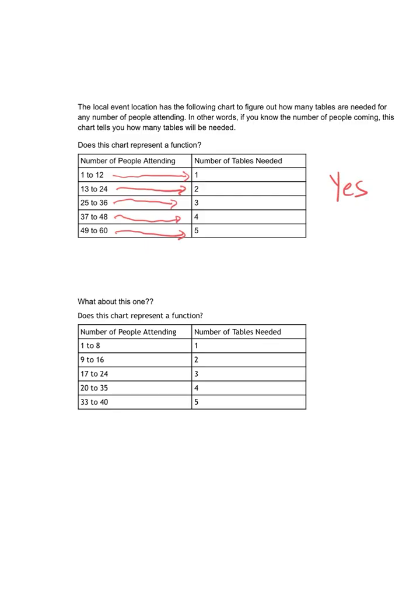Let's look at the second one, though. 1 through 8. Okay, so in this case, there's 8 people per table would accommodate. So 1 to 8 would be 1 table. What's after 8? 9. Well, 9 through 16 needs 2 tables. What's after 16? 17. 17 through 24.